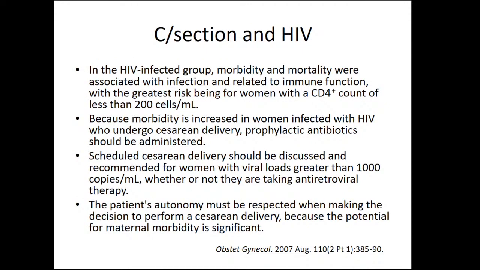In the HIV-infected group, morbidity and mortality were associated with infections and related immune function, with greatest risk being for women with a CD4 count of less than 200 cells per milliliter. Because morbidity is increased in women infected with HIV, prophylactic antibiotics should be administered during C-section. Scheduled cesarean delivery should be discussed and recommended for all women with viral loads greater than 1,000 copies per milliliter, whether they take ART or not.